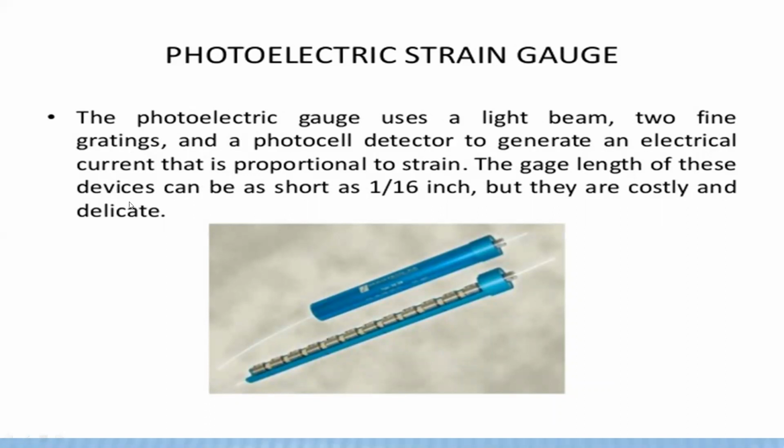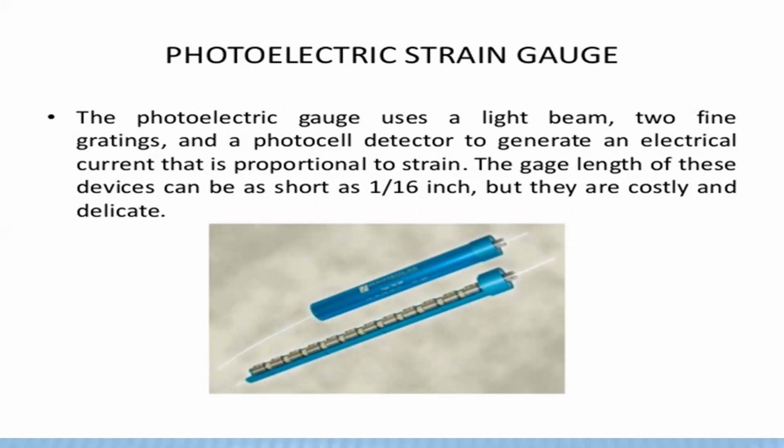And the next one, the photoelectric strain gauge. The photoelectric strain gauge uses a light beam, two fine gratings, and a photocell detector to generate an electrical current that is proportional to strain. The gauge length of this device can be as short as 1/16 inch, but they are costly and delicate.